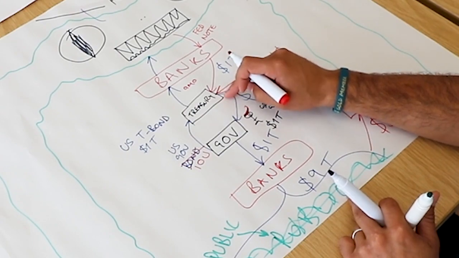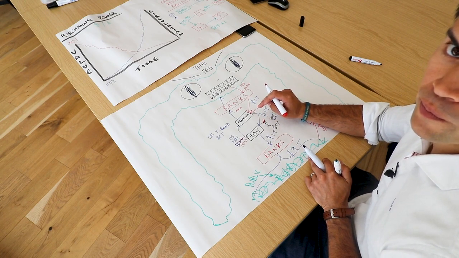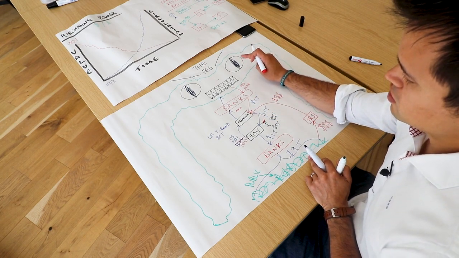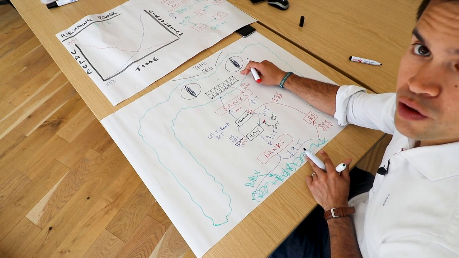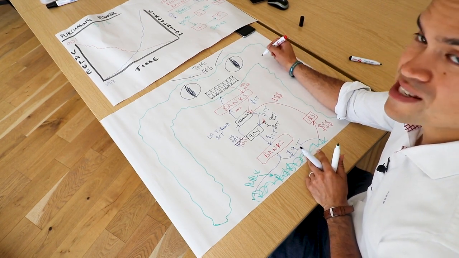Now, why does that happen? Who is the Treasury in debt to? You need to remember the Treasury owes the Federal Reserve $1 trillion. Now that $1 trillion isn't for free. That $1 trillion has interest on it.